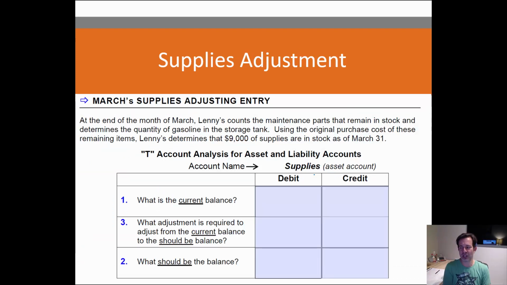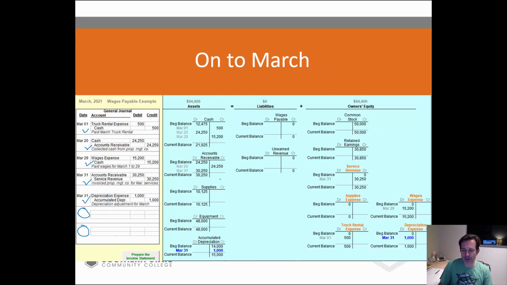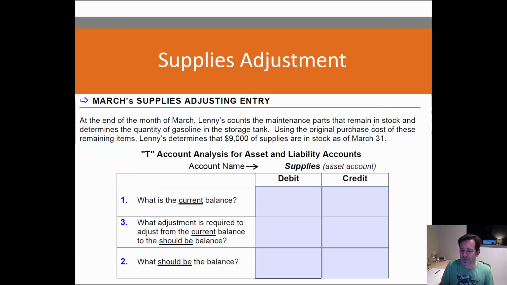Let's talk about that supplies adjustment. If you remember, we finished up the month of February with $10,125 in supplies. So that's what we begin March with, right? Our ending balance in one month on the permanent accounts, asset accounts, liabilities, and equity becomes the beginning balance in the following month. So we began February with 10,000.